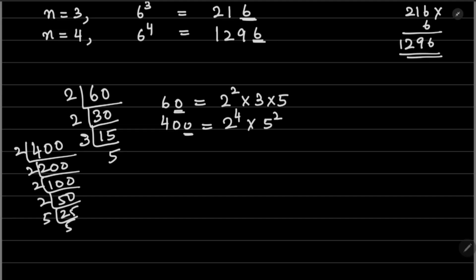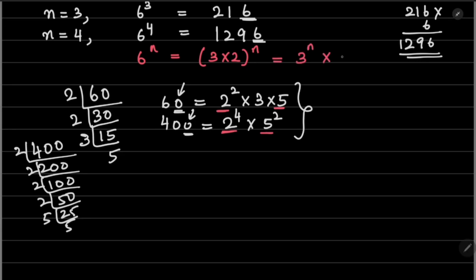So what is the common thing that you observe here? That means for any number which ends with 0, the prime factorization will have both 2 as well as 5. It will definitely have 2 and 5. But if you take 6 raised to the power n, 6 can be split up as 3 into 2, so it is 3 raised to the power n into 2 raised to the power n. Correct? So the prime factorization of n for any n, I'm going to write it here.